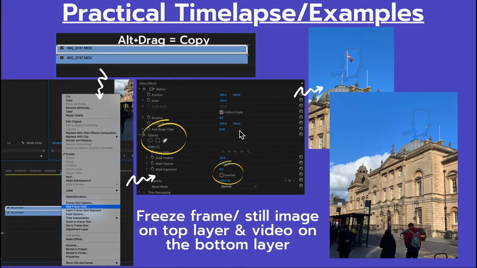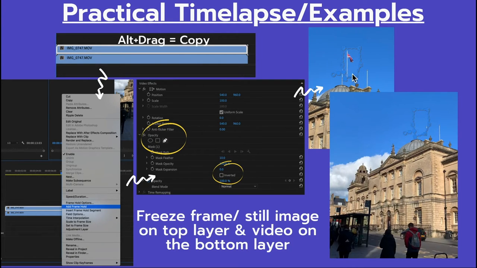So in terms of practical, I put the video in the timeline and then copied it above using Alt plus drag, which was a new keyboard shortcut that I had learned. I didn't know this before. You then need to select the frame you want to keep frozen, right click, and then click frame hold. This will freeze the image.